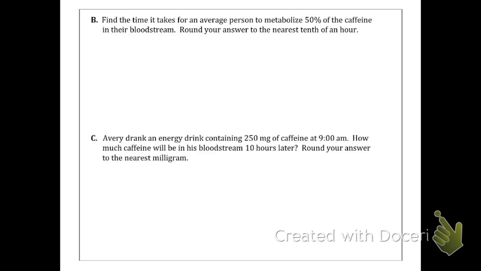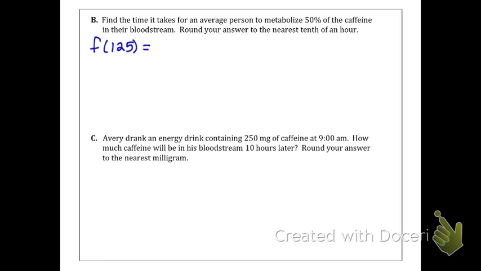Then B says, find the time it takes for an average person to metabolize 50% of the caffeine in their bloodstream. Round your answer to the nearest tenth of an hour. So if we start out with 250, 50% of that is 125. So I'm looking for my function at 125.